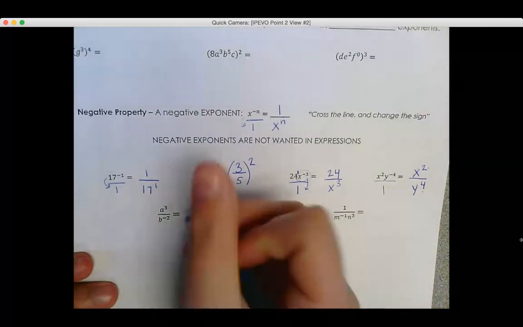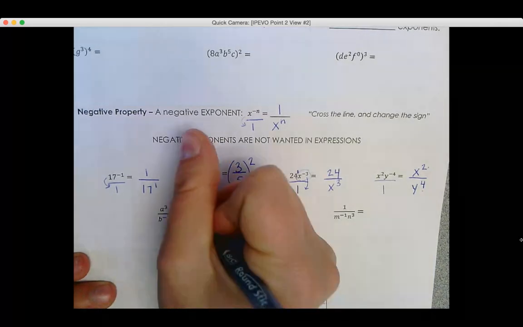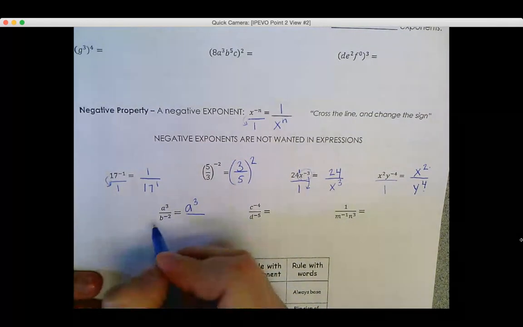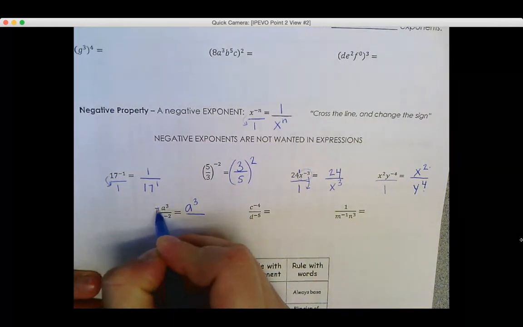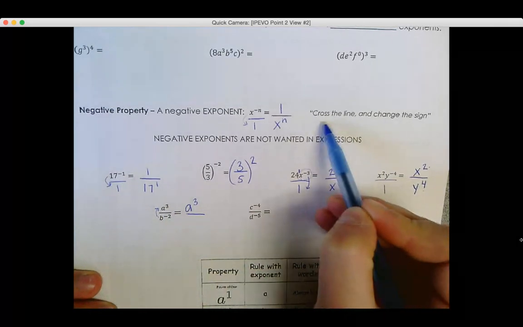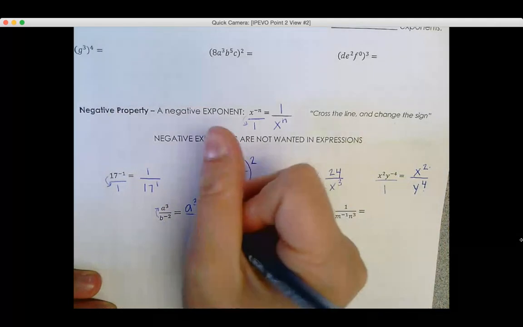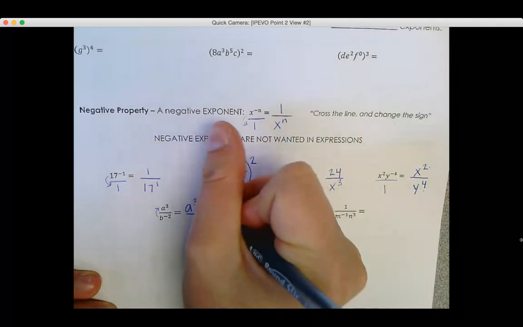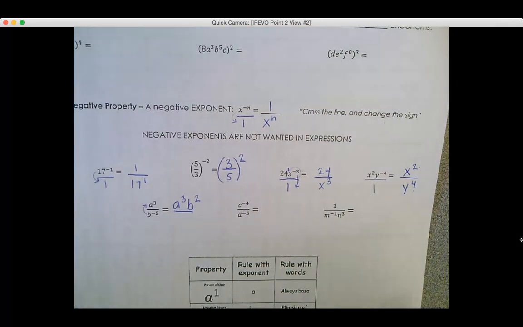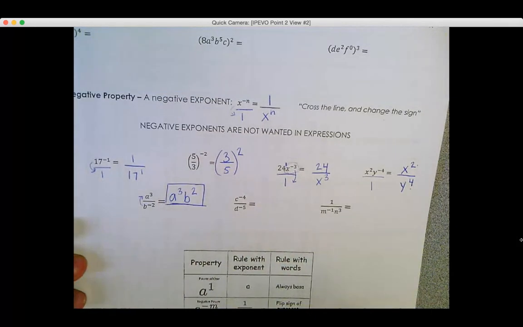Next one, same type of thing. So our new fraction, this a to the third is already positive, so we'll go ahead and leave that. This b has a negative, so we'll move it to the top, and that will make it positive. As long as we cross the line, we can change the sign. So we're crossing this fraction line to the top. That means we can change that exponent to a positive 2. Okay, so this is your final answer. It's not really a fraction anymore.